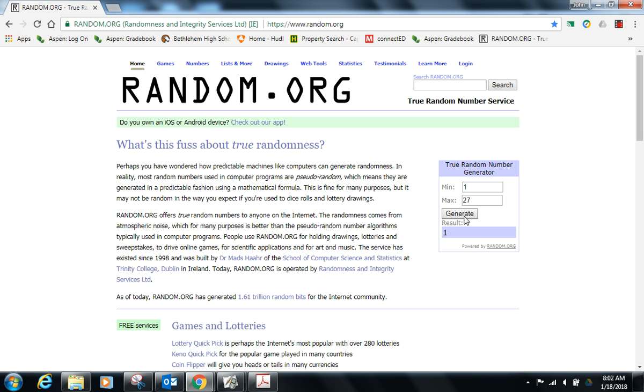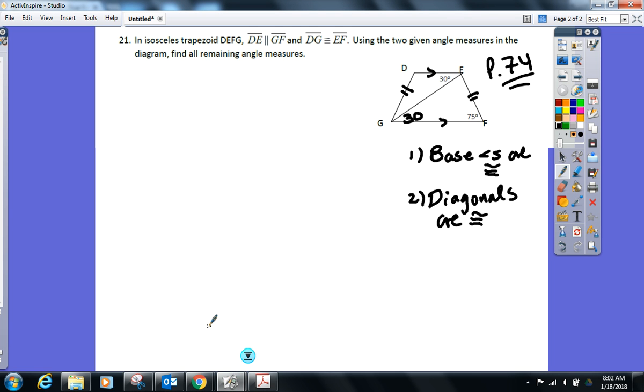Don't have one. Where are you? You're slacking big time. 24? Angle FGD is 45. How do you have that, young Saad? Because angle DGF and angle EFG are congruent. Base angles are congruent, everyone. So if that's 75, this whole angle's 75. Part of it was 30, the other part's 45.